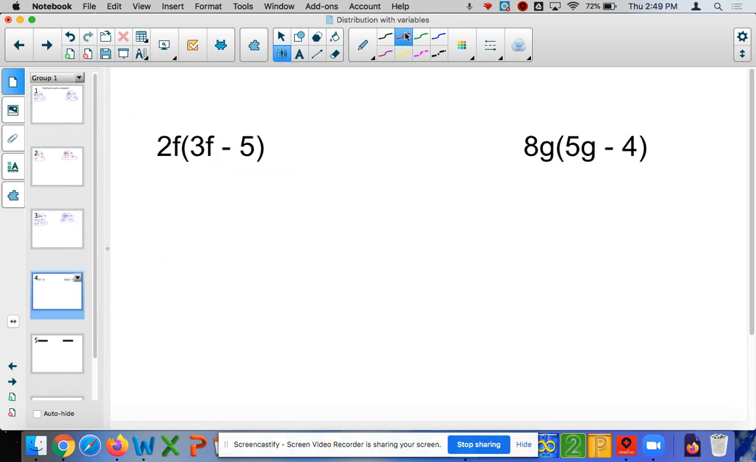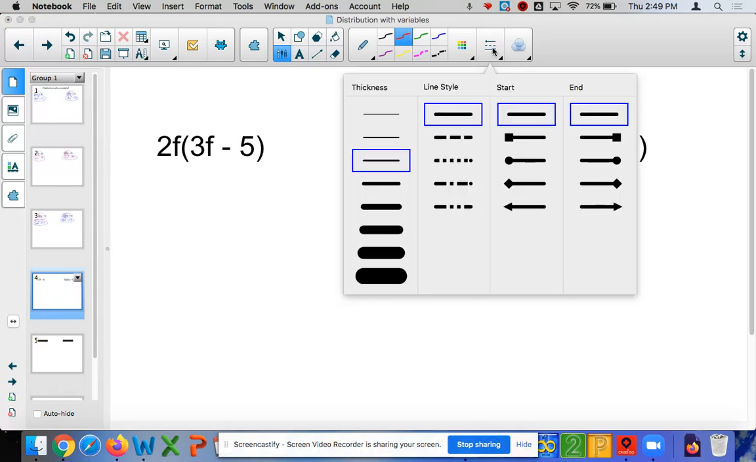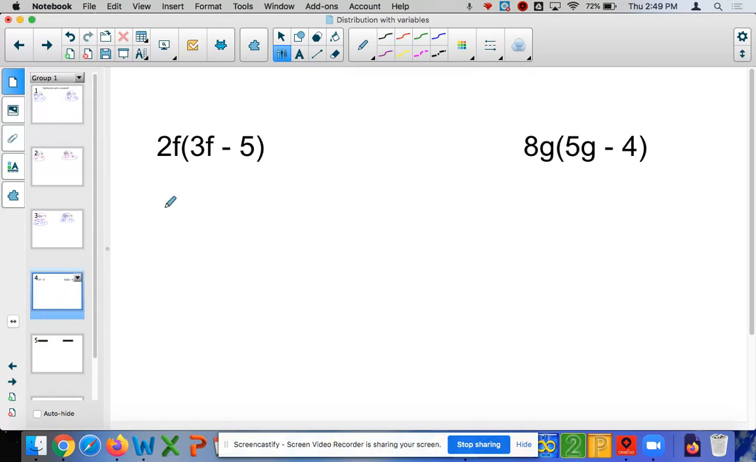So here we go. Hopefully we're starting to get the hang of this, because we've been distributing for the last 3 days now. So here, we're taking that 2F and multiplying it by everything in the parentheses. That doesn't change. Multiply the numbers together first. 2 times 3. That's 6. Count how many F's you have. I have 2. So I put a little 2 right by the F.